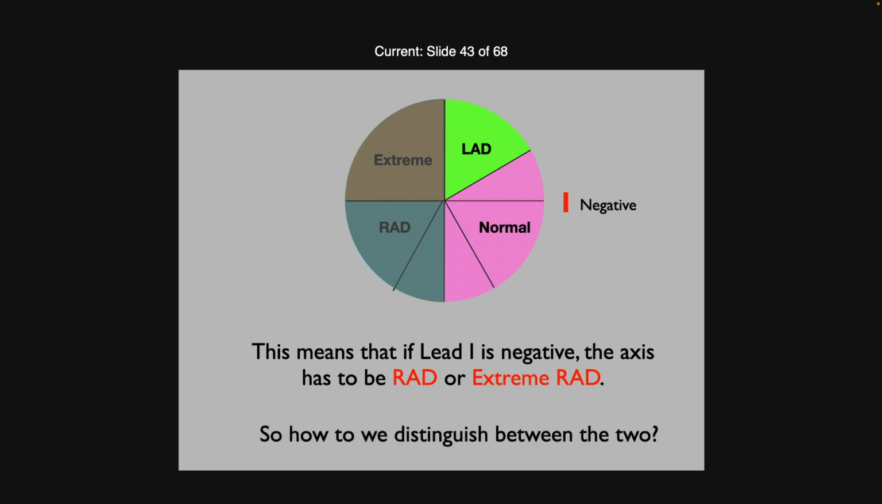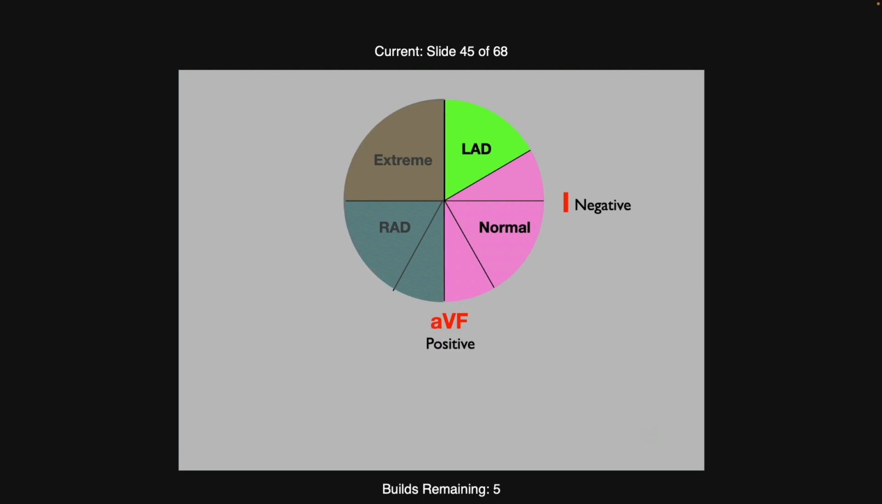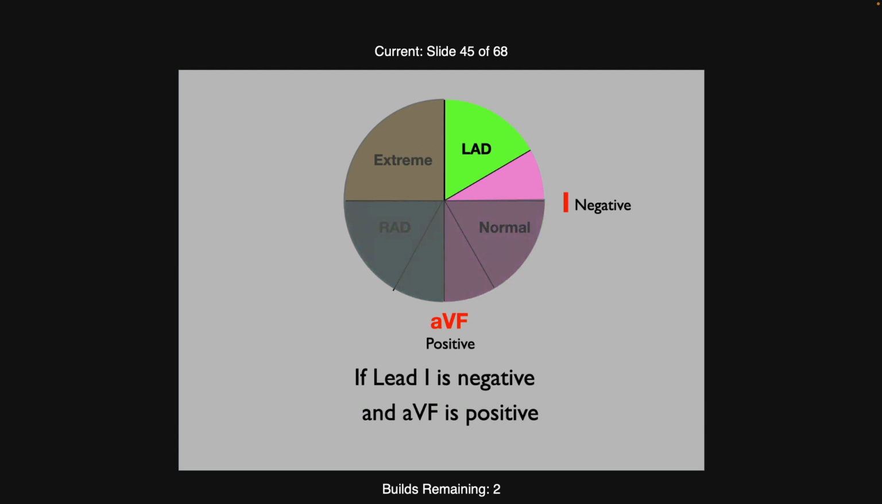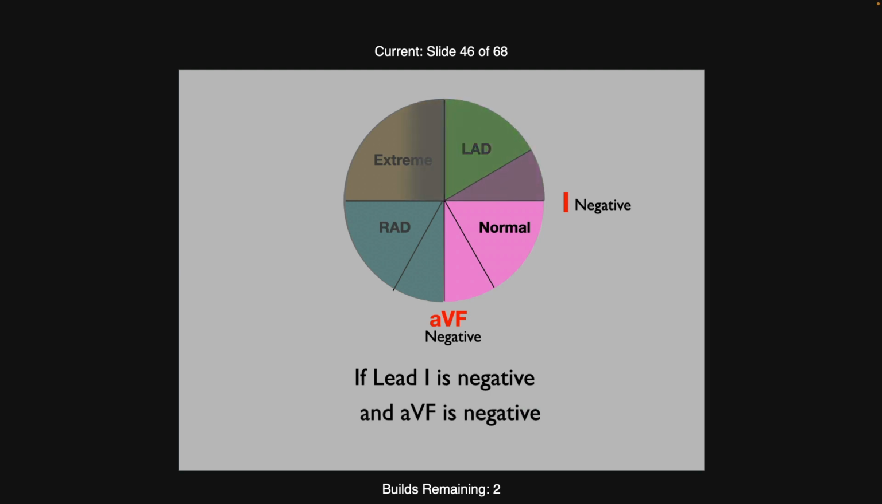So how did we distinguish between the two? We look at AVF. So if lead 1 is negative and AVF is positive, where's the area of overlap? Right axis deviation. Correct. So if lead 1 is negative, AVF is positive, right axis deviation. And then finally, if lead 1 is negative and AVF is negative, yeah, now we're in the extreme.